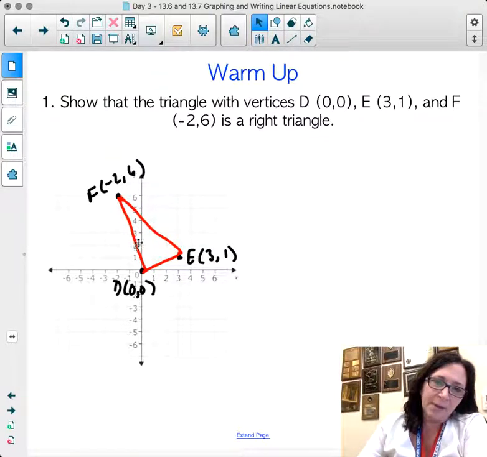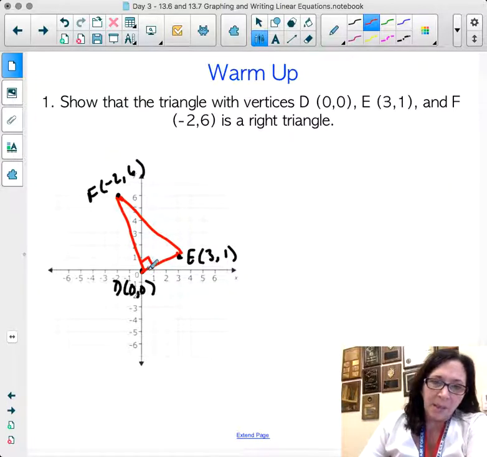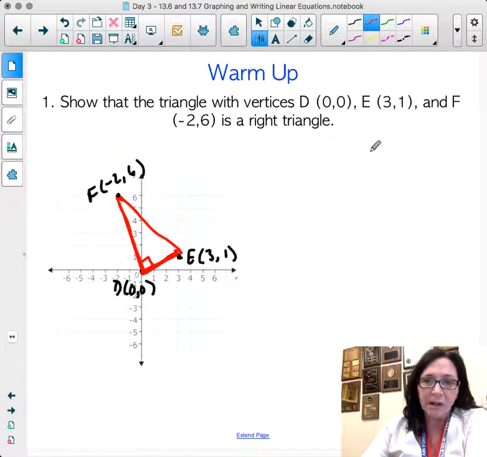In doing that, to me, this is what it looks like. It may be perpendicular right here. So with that in mind, I'm going to try to show that the slope of this segment and the slope of this segment right here are perpendicular, based on perpendicular slopes having a product that equals -1.